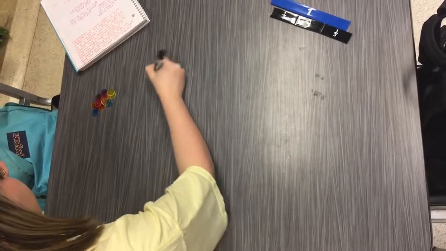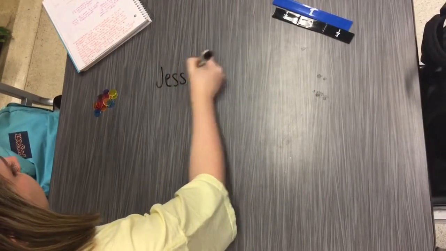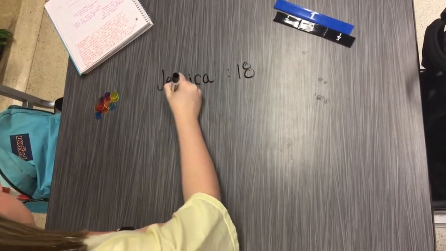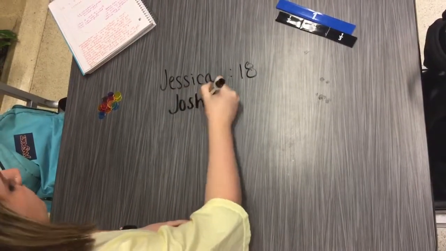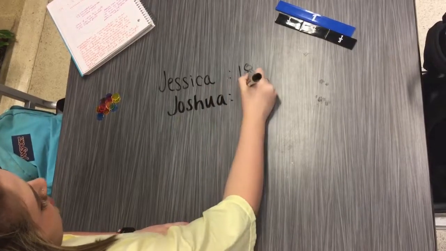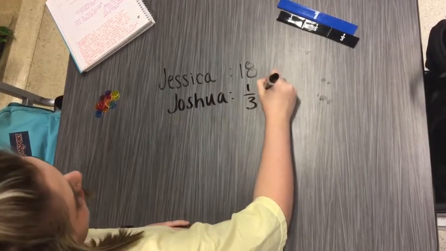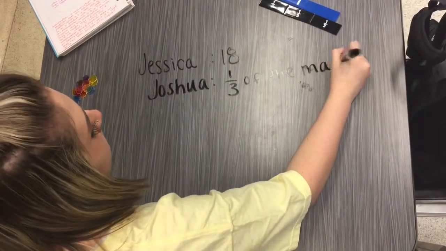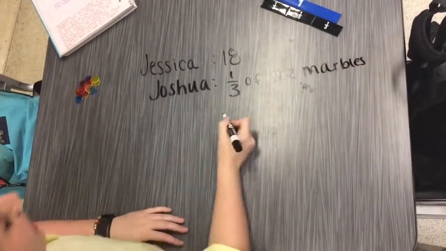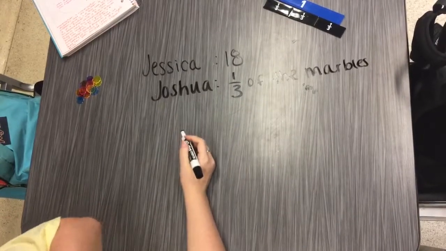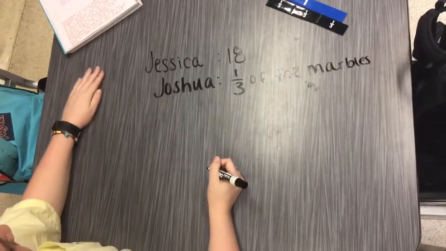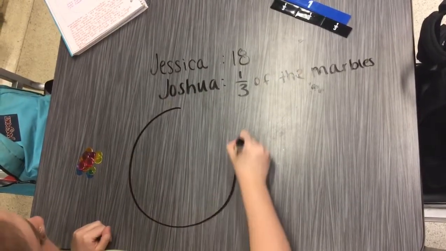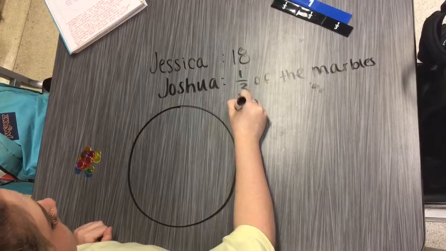So if Jessica has 18 marbles and she gives Joshua a third of her marbles, we need to find out how many marbles Joshua has. In order to do this, we're first going to do our set model. So we have our whole, in this case, is 18.